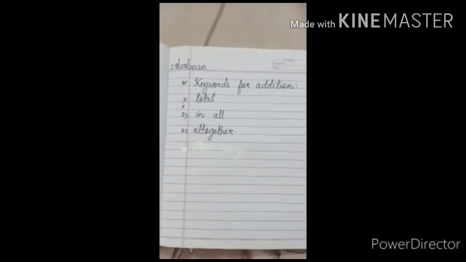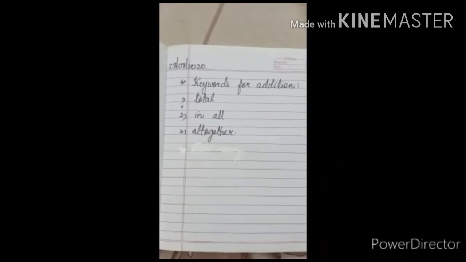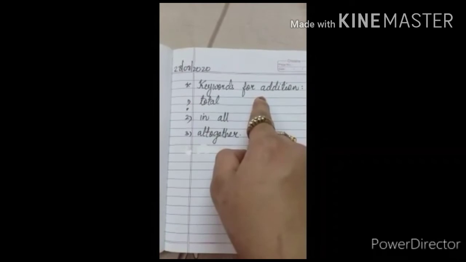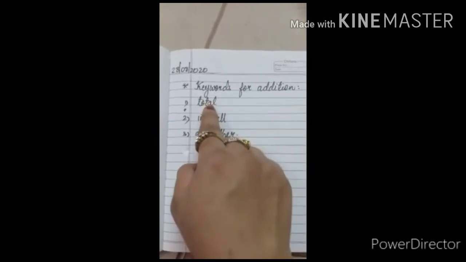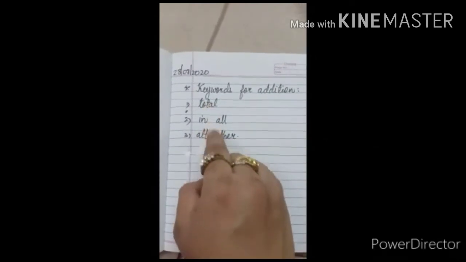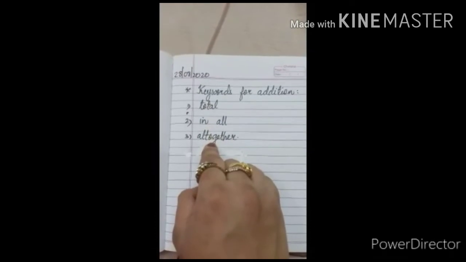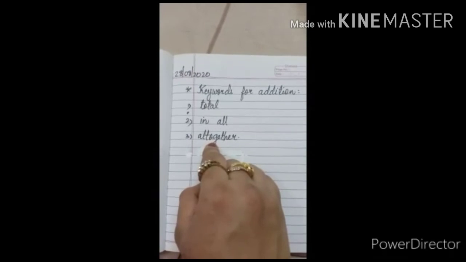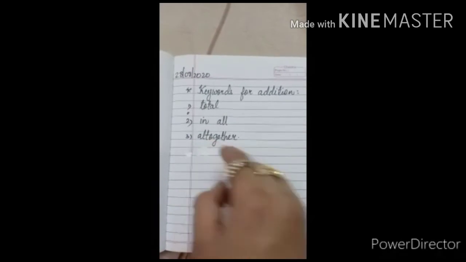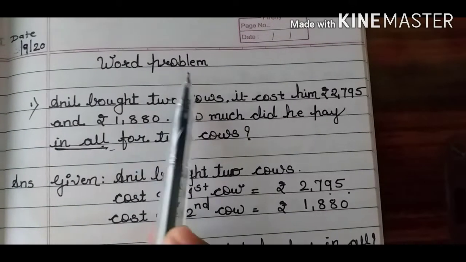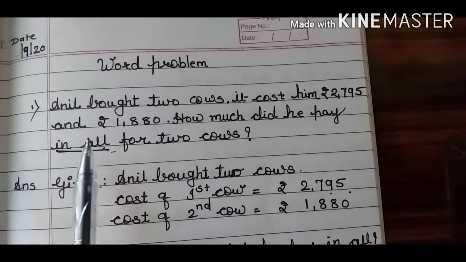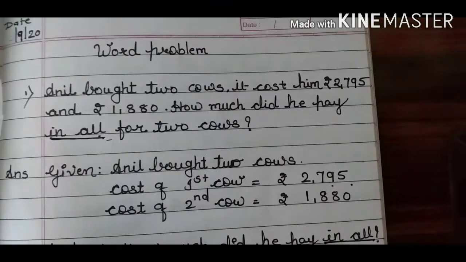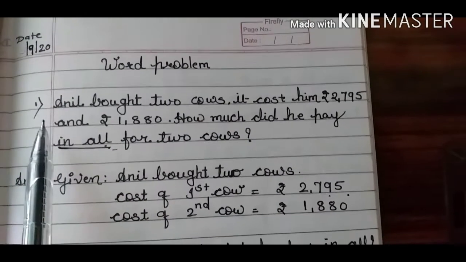So you have to always remember the keywords for addition for solving word problems. Whenever you find total, in all, altogether in the question, you have to do the addition operation. Yes, is that clear? Now you're going to solve word problems. These word problems are not given in your textbooks, so you have to write them down directly in your notebook. So write down today's date and see the first question.